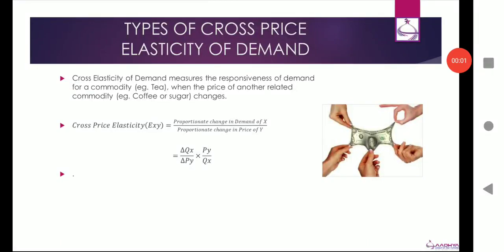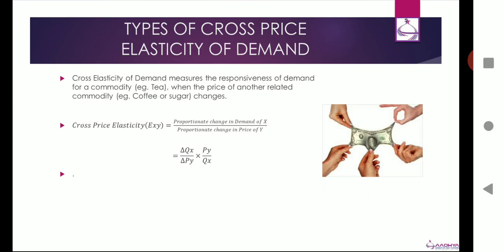Good morning, students. Today we are going to talk about cross price elasticity, where we are measuring the responsiveness of demand of a good to the change in prices of its substitute or its complementary good. For example, when we change the responsiveness of demand for tea to its price of its substitute, which is coffee, or to the price of a complementary good like sugar or biscuits.